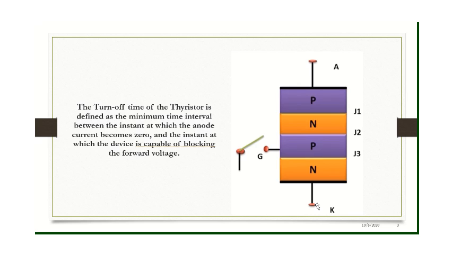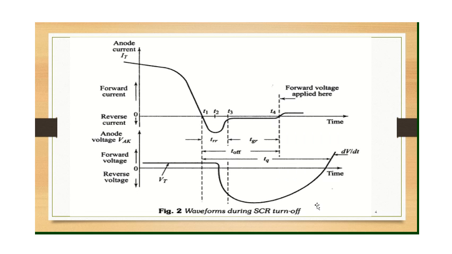So first let us understand what happens when there is turning off of the device. Later we will discuss the different methods to turn off the device. All right. As you can observe, the turn off time is illustrated by the waveforms as you can see, and the total turn off time period is divided into two intervals. First is the reverse recovery time, t_rr, and the gate recovery time, t_gr.